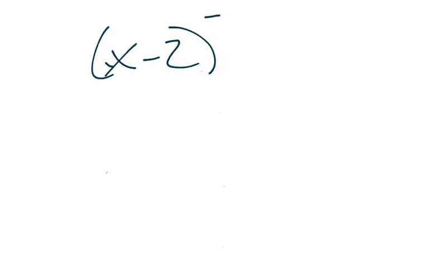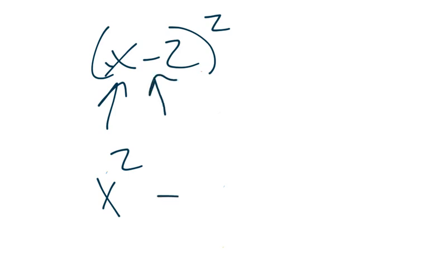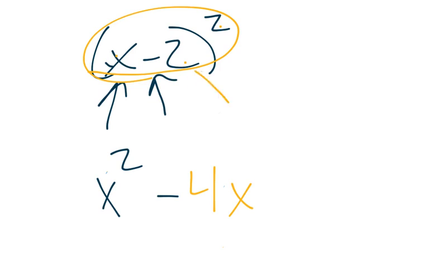Just rewrite this. This was x minus 2 quantity squared. You square the first term, x squared. You put the symbol minus. You take and you multiply all of this together. 2 times 2 is 4 times x is 4x. And then you square the last number, so plus 4. Same thing as what we got before.